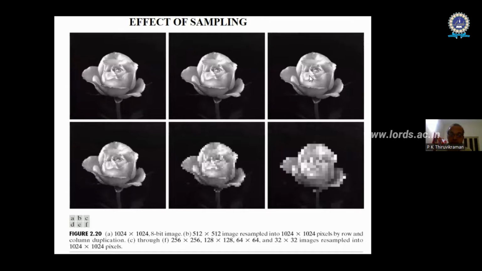But if you go on doing this, finally you will reach 32 by 32, which is in the bottom right. It has 32 by 32 pixels, but resampled into 1024 by 1024. You can see this is the effect of sampling, not quantization. You have reduced the number of pixels, and therefore this is called pixelation.